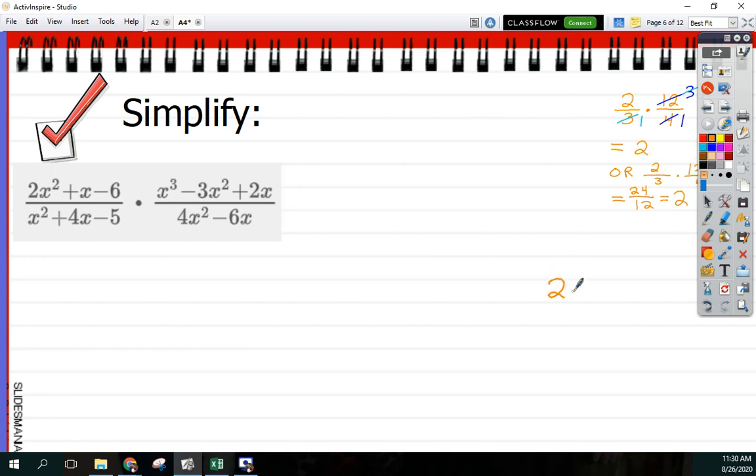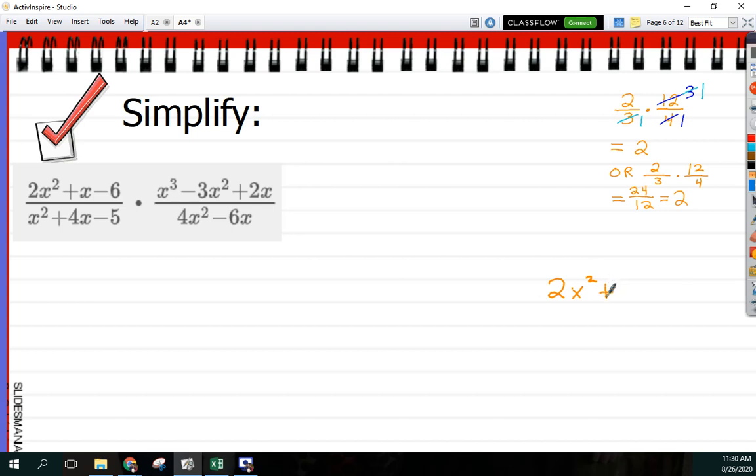So notice that our first numerator is 2x squared plus x minus 6. I don't have any common factors, so I am going to have to use the AC method. Notice that 2 times negative 6 gives me negative 12. So I'm looking for two things that multiply together to give me negative 12, that add together to give me a positive 1. Well, I can use 3 and 4, but because my 1 is positive, we need my 4 to be positive and my 3 to be negative. Filling that in.